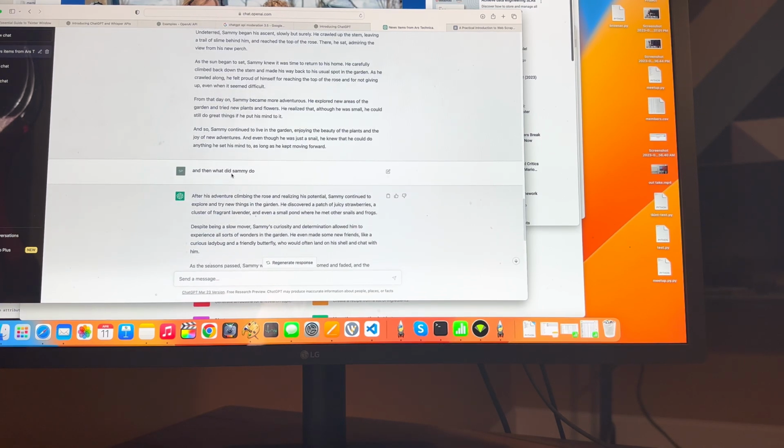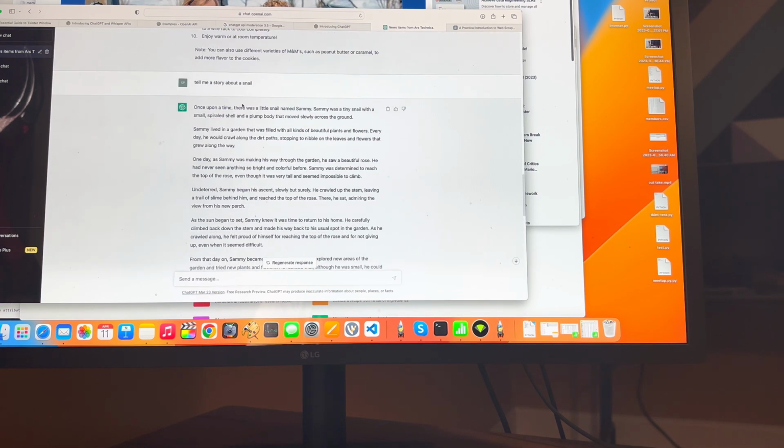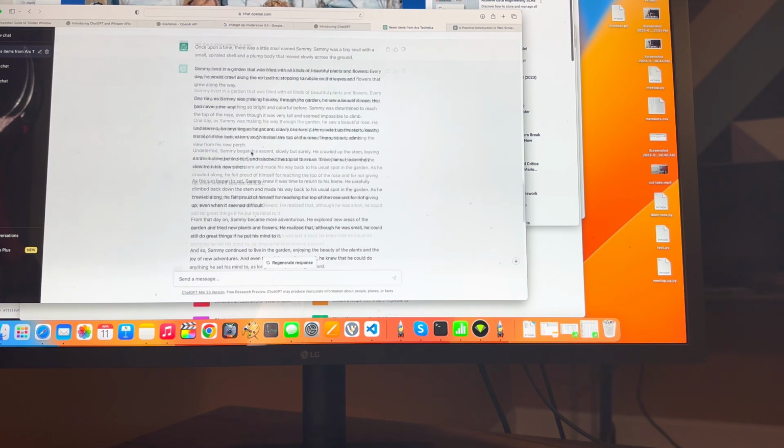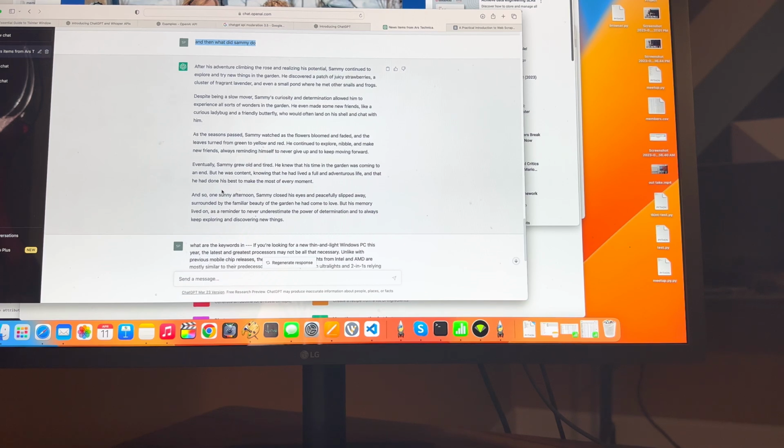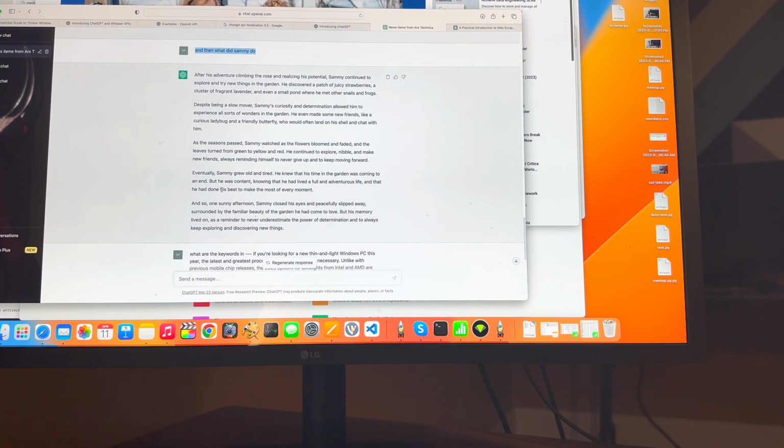And I was kind of curious with this whole history thing, so I said, and then what did Sammy do? So it created a story about a snail named Sammy. And then I said, yes, but then what did Sammy do after the initial story? And so it created a nice little story for me on what Sammy the snail continued to do.